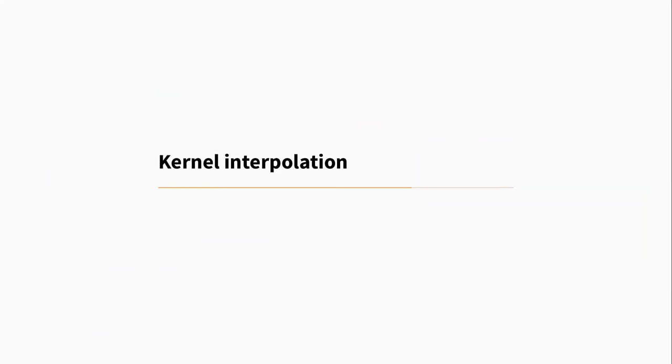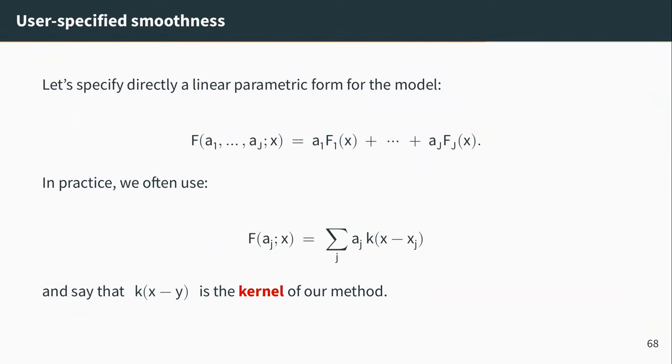This is something that's worth knowing about. And the idea here is that I liked the idea of polynomial regression, where you specify directly a linear parametric form for the model. You say f of a1, ..., aj, x, so you have j independent parameters. And you say that the parameters that you're going to tune are going to have a linear impact on the function, on the model. So this sounds like a great idea to decouple statistical regression from modeling.